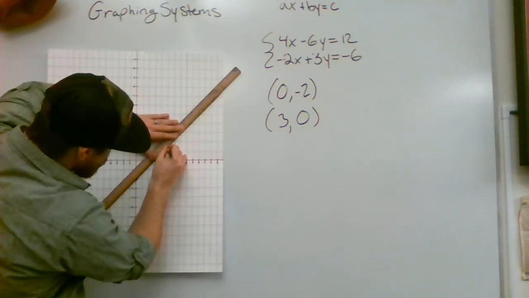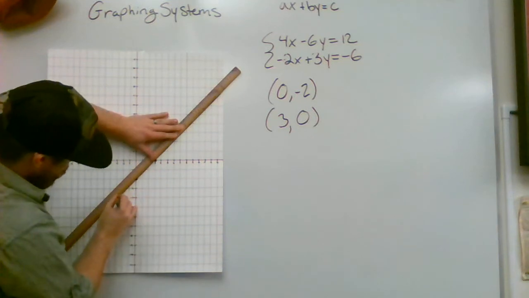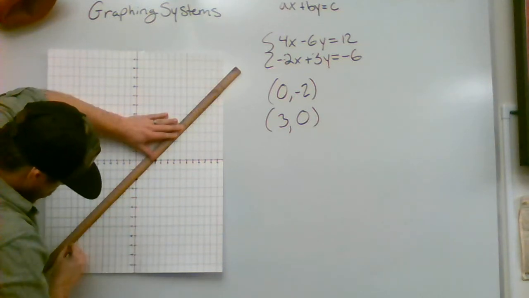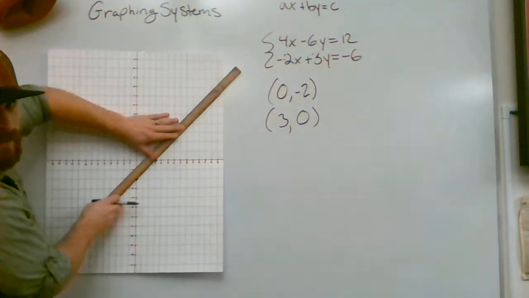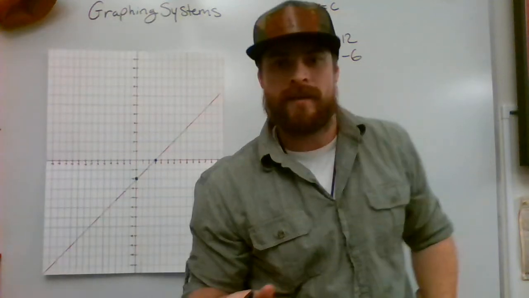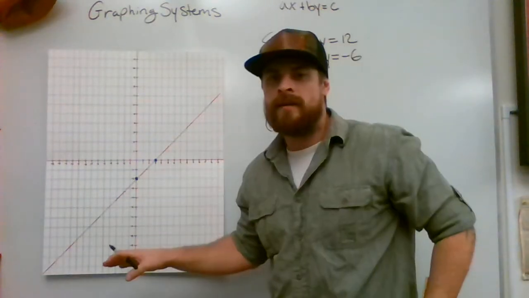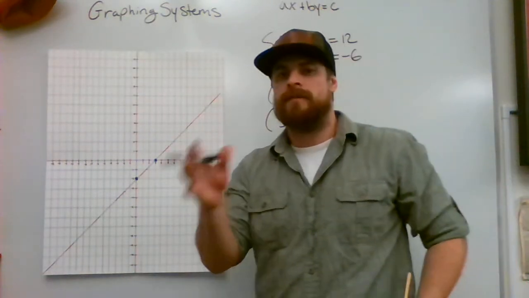And what that means is that their intersecting point is infinite. It's happening throughout the entire thing. It's really not one line. It's 2 lines, one on top of each other.